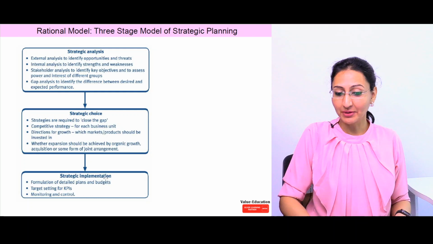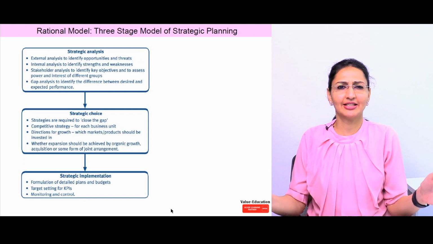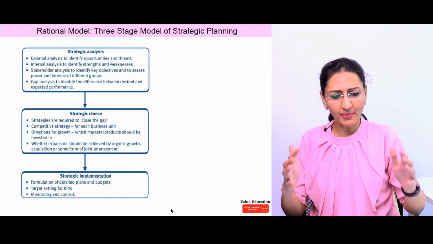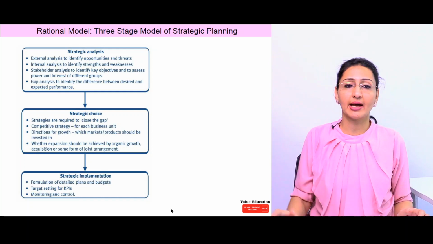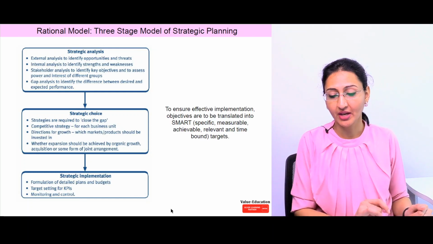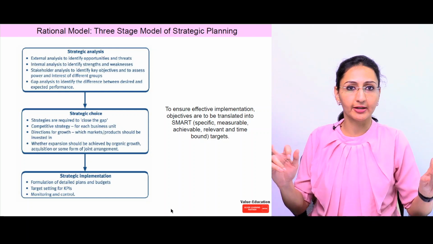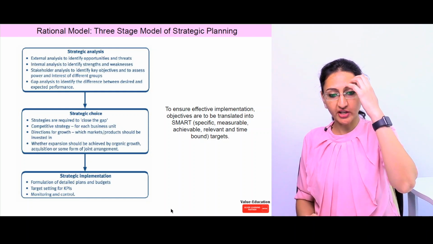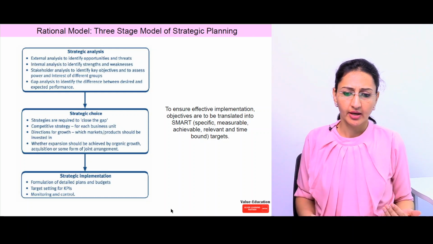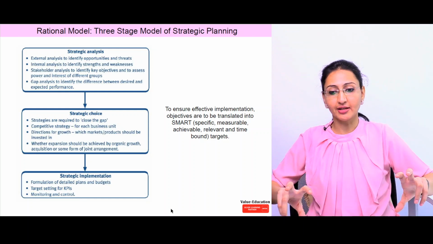And then strategic implementation. That means now when the choices have been made, you have actually analyzed that yes, this is the way I need to go. Then implement it. Set targets, set key performance indicators, and then if any deviation happens, control it. This is how this three-stage model of strategic planning works. Now, to ensure effective implementation, objectives are to be translated into SMART targets. We are talking about objectives when we have finalized that this is the strategy and this is the plan, how we go. So these objectives should be broken down into SMART targets.